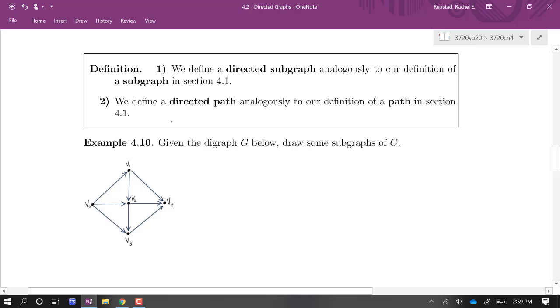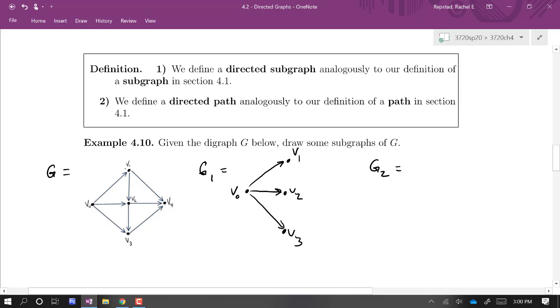We could draw a couple subgraphs. Maybe I'll call the graph they gave us G, and this one G1. Maybe I'll just grab V0, and then these 3 down the middle, V1, V2, V3. And I'll grab these edges from V0, so here and here and here. I don't have to grab any other edges if I don't want to, so I'll just stop there. There's a subgraph.